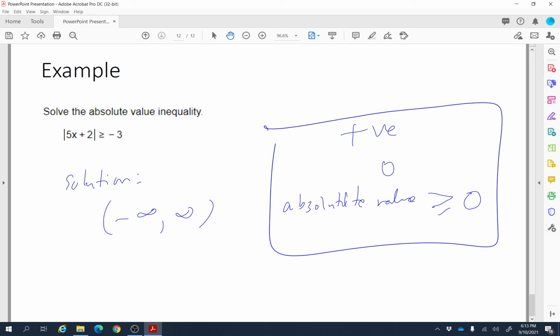Because if you pick any real number and put it here, that would always be either positive or 0. So it would always be greater than -3. Okay, so the answer for this problem is all real numbers.